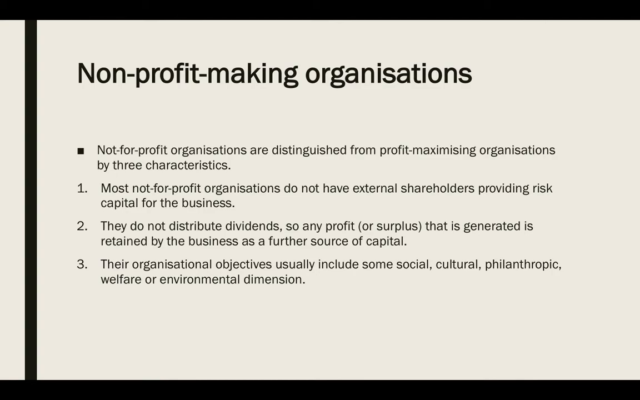Now let's go to the non-profit making organization. Okay, and they're a bit different from profit maximizing organizations. First of all, most non-profit organizations do not have external shareholders providing risk capital for the business. We've talked about that. Shareholders are exclusive to for-profit organizations. They do not distribute dividends, so any profit that is generated is retained in the business. Basically, they don't pay anyone any dividends. Remember, dividends, stocks, shareholders. Ring a bell?